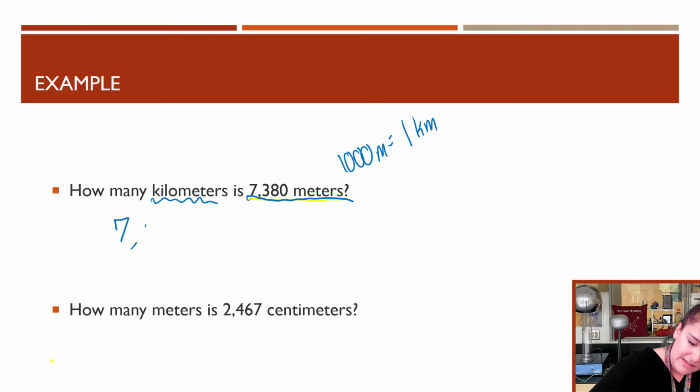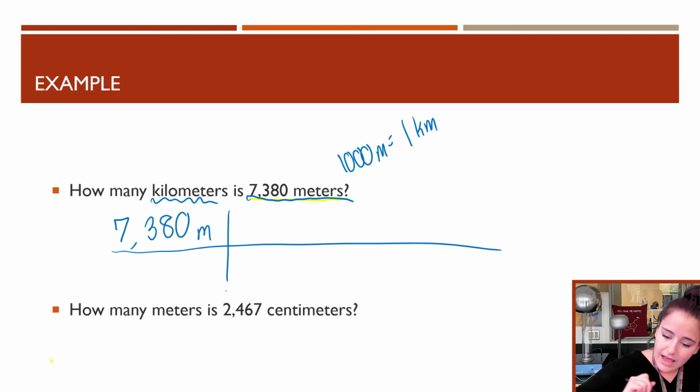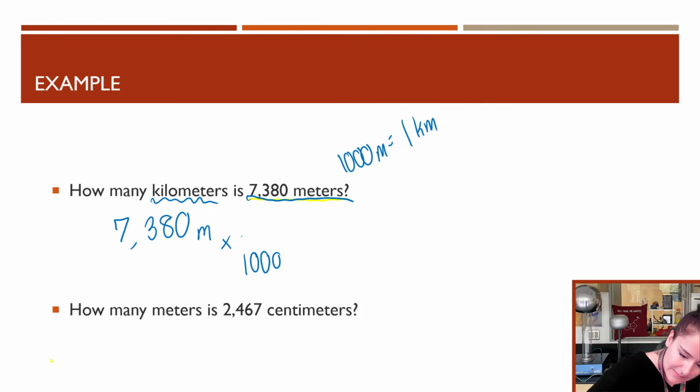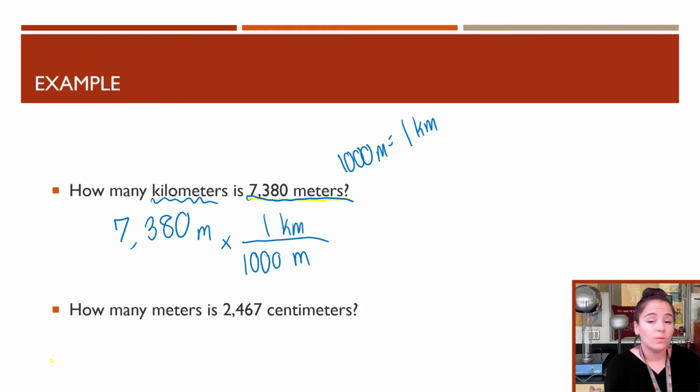So if I have 7,380 meters, I want the meters to cancel, so I'm going to put the 1,000 there. I tend to use this notation, but all it means is times a fraction, 1 kilometer over 1,000 meters. Now, 1,000 meters and 1 kilometer are the same measurement, the same amount. So you can really think of it as just multiplying by 1. You're not changing its value, just its units, which is what we want. The meter units cancel out, so we're left with units of kilometers, which is cool because that's my unknown.